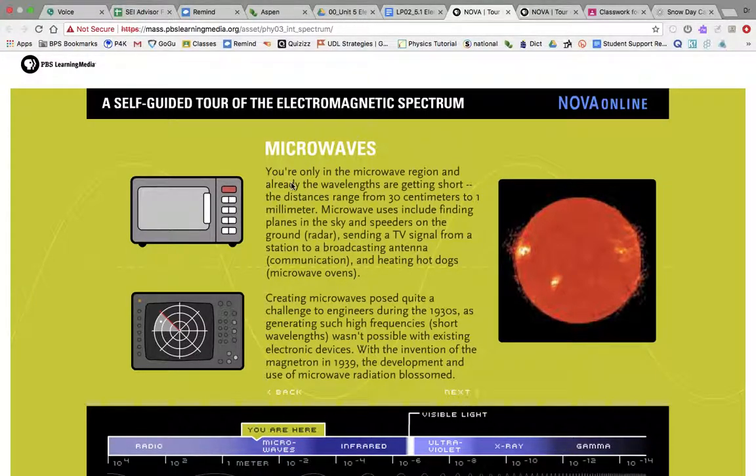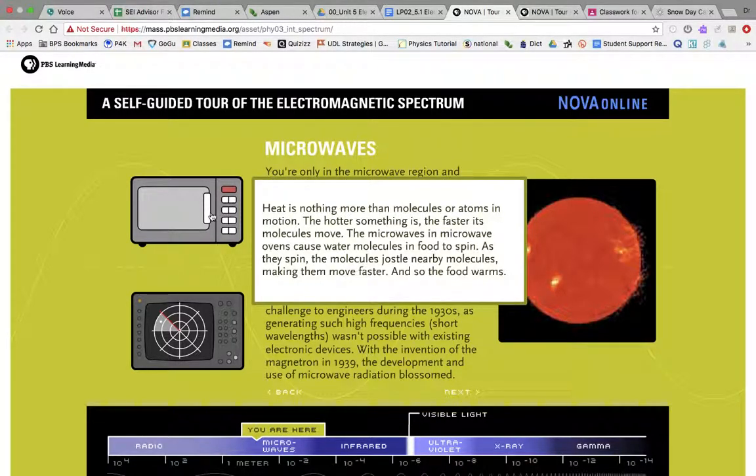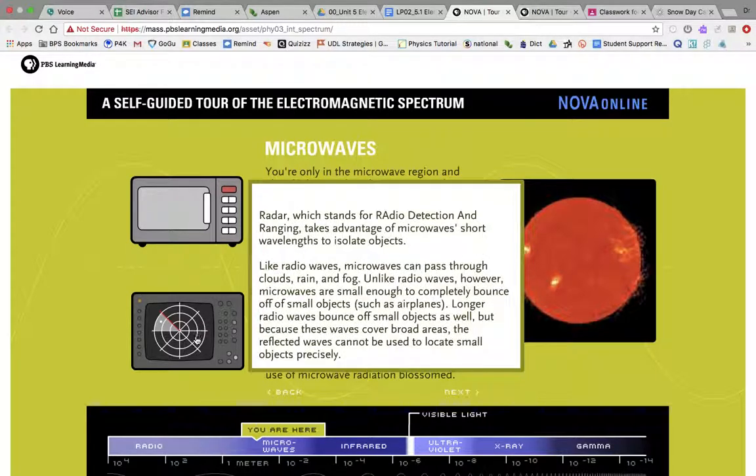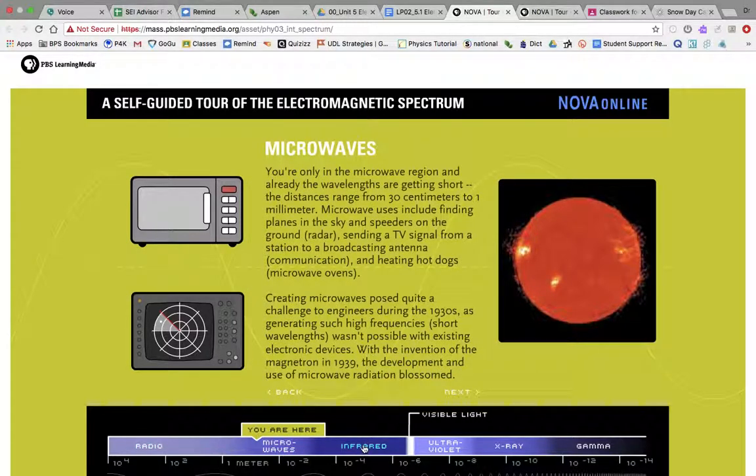Microwaves are shorter, smaller than radio waves. We use microwaves to cook food. They move the water molecules in food faster, causing it to heat up. And microwaves are also used in radar to detect objects in the air and on the ground to see how objects are moving. Okay, next we have infrared.